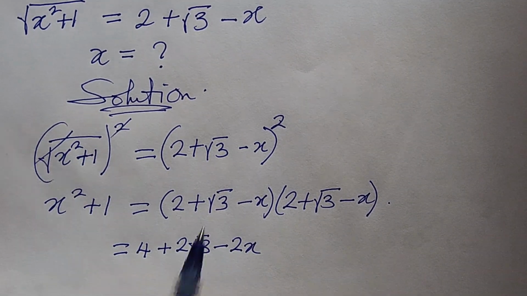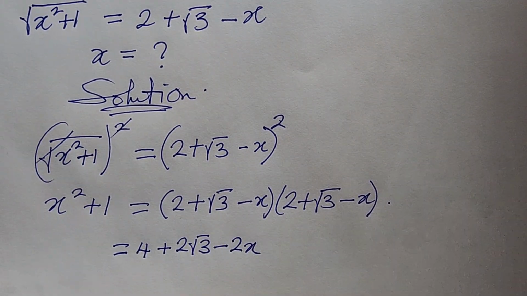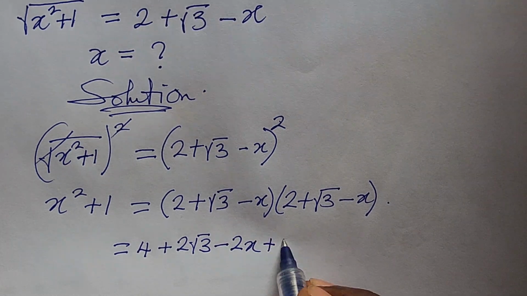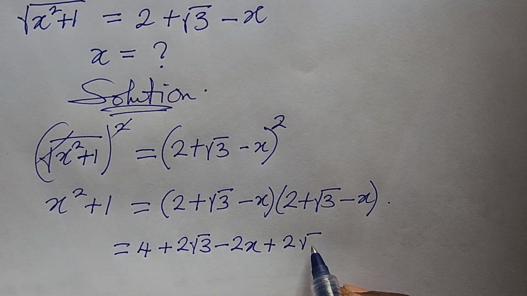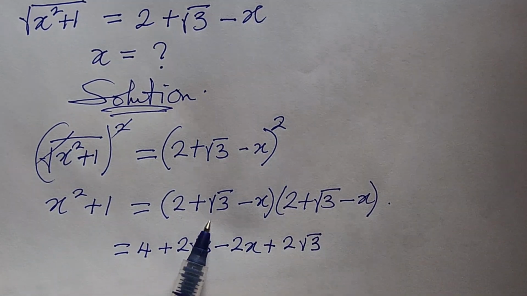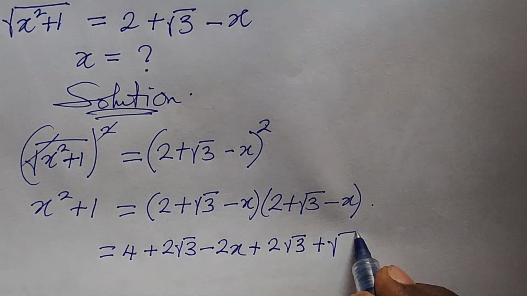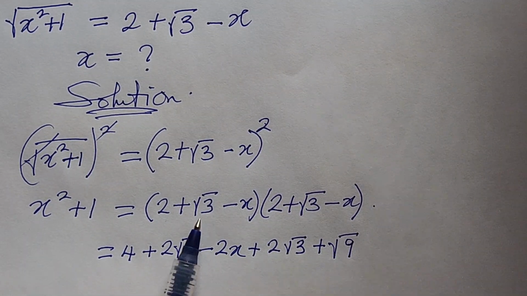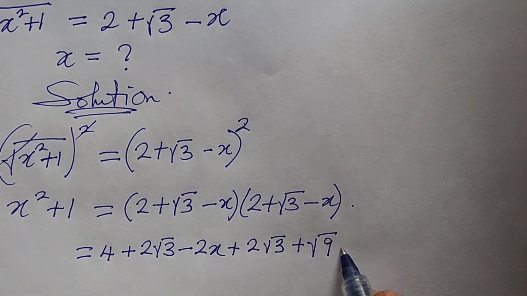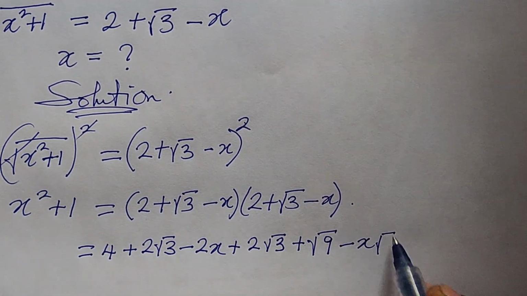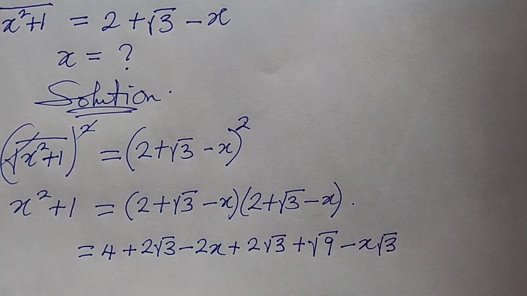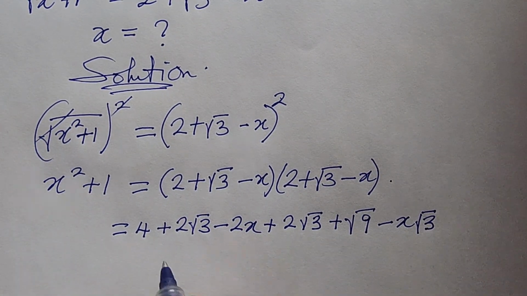We come to this term, we have root 3 times 2 will give us plus 2 root 3. The root 3 times root 3 will give us plus root 9. The root 3 times minus x will give us minus x root 3. Okay, so let's continue on this side.